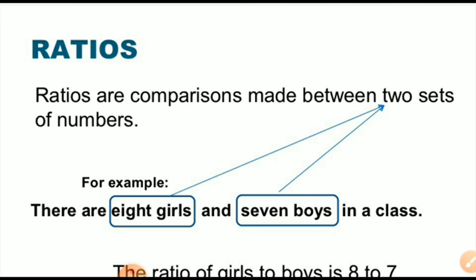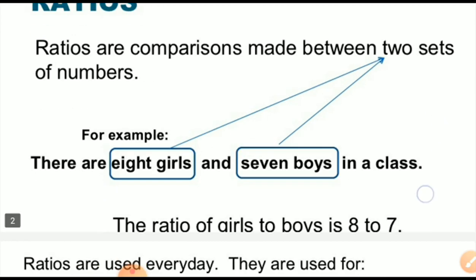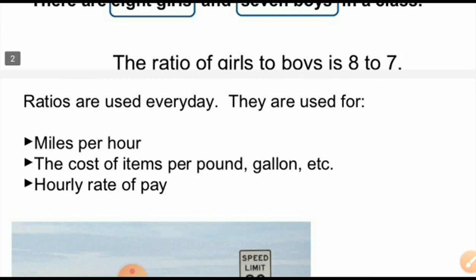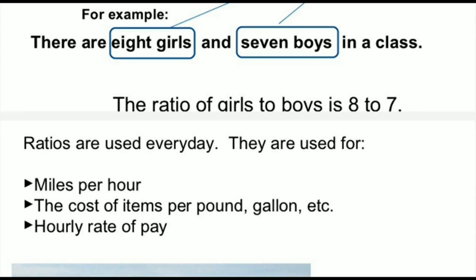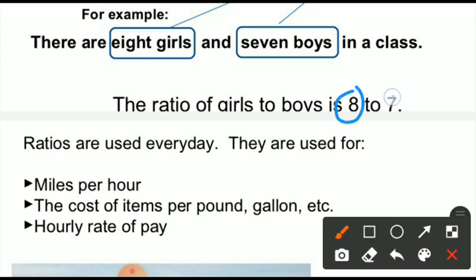First of all, here is an example. There are 8 girls and 7 boys in a class. Yes, my dear students, there are a total of 8 girls and 7 boys. Here two sets of numbers are given. The ratio of girls to boys is 8:7. Sorry students, girls are 8 and boys are 7. So whatever is written first has to be shown first, and then the second one.